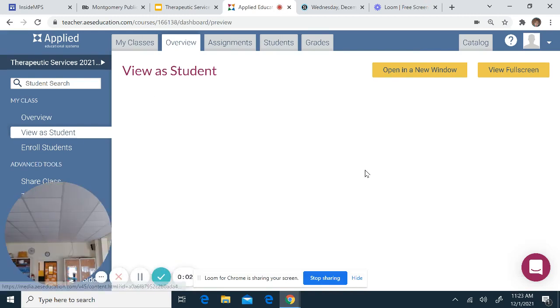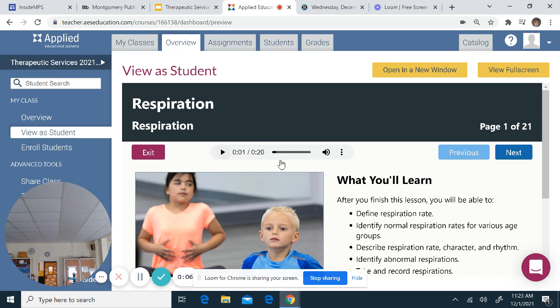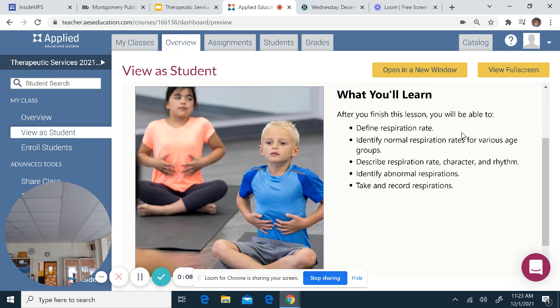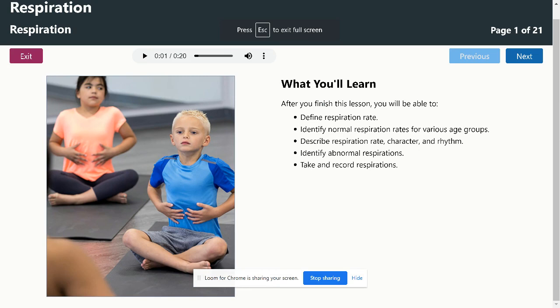So we're gonna talk about respirations. What do you learn? All right. So our objectives are to define respiration rate, identify normal respiration rate for various age groups, describe respiration rate, character and rhythm, identify abnormal respirations, and take and record respirations.